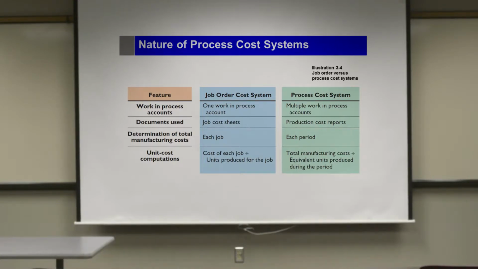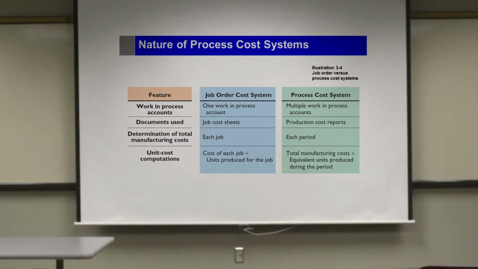To understand some more differences, the document we use in the job order costing system is called the job cost sheet. In process costing, it's called the production cost report. The manufacturing overheads are determined for each job under the job order costing system, whereas for the process costing system, it is for each period and each process.